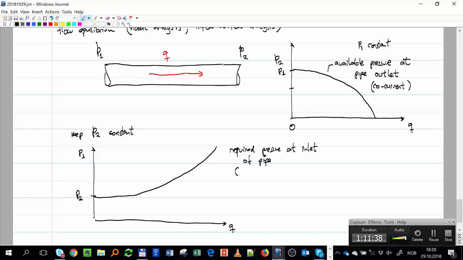Okay, and this curve is calculated counter current. Is against the current. I have to go see where the flow is, and then I have to go in the direction against the flow. That clear? Yeah, it was easy, piece of cake, right?